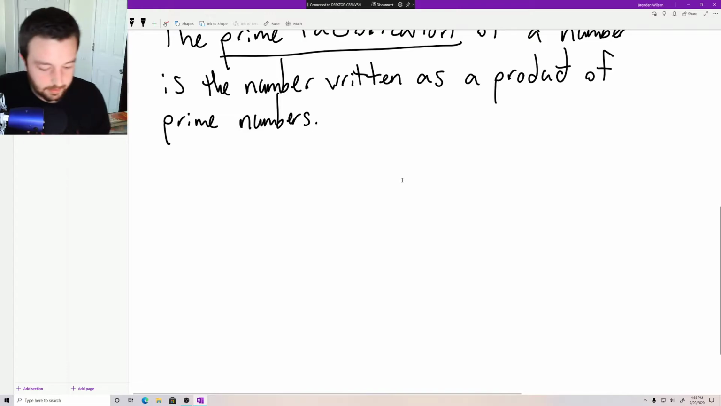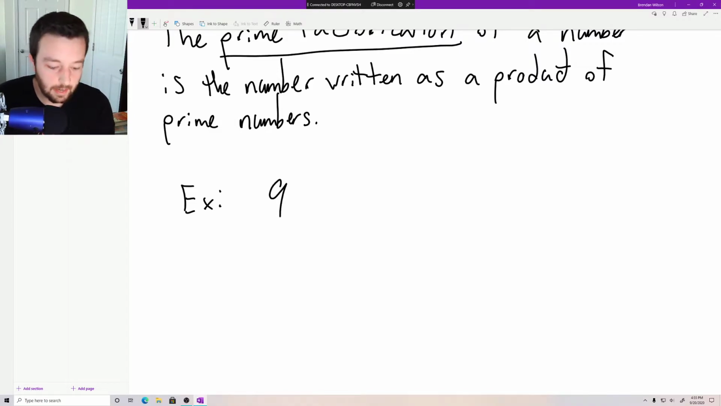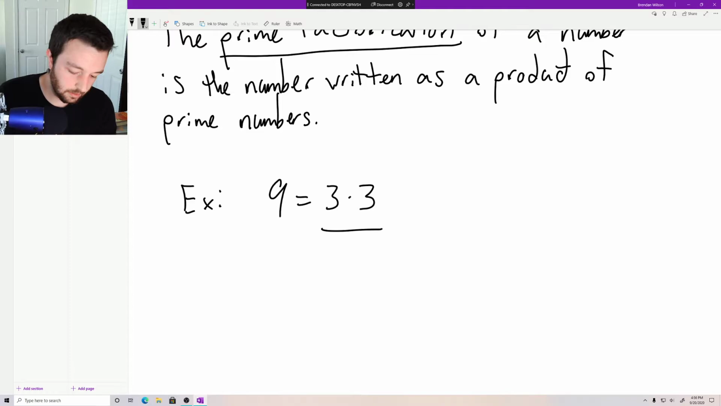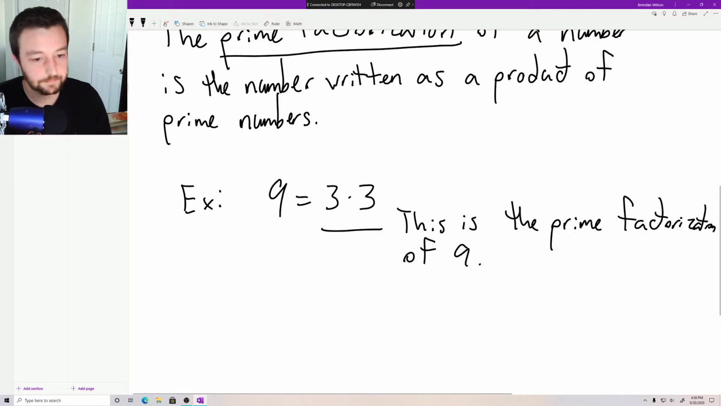So let's look at an example. Okay, let's take an easy one like 9, right? 9 is equal to 3 times 3, right? And 3 times 3 is a product of primes, 3 and 3. So this is the prime factorization of 9.